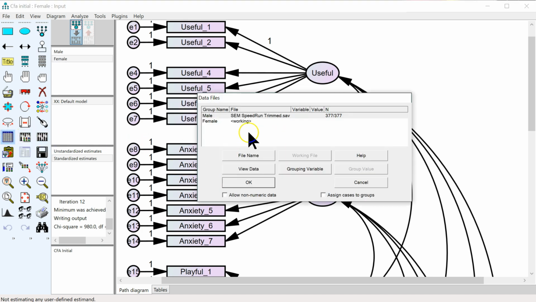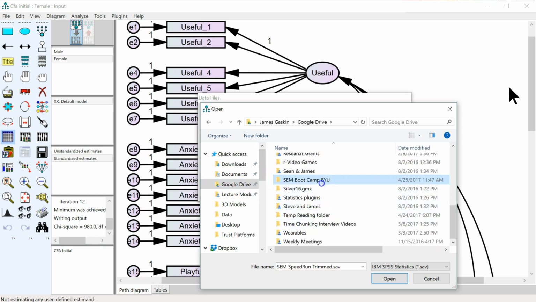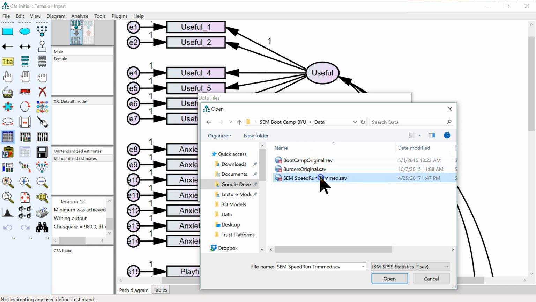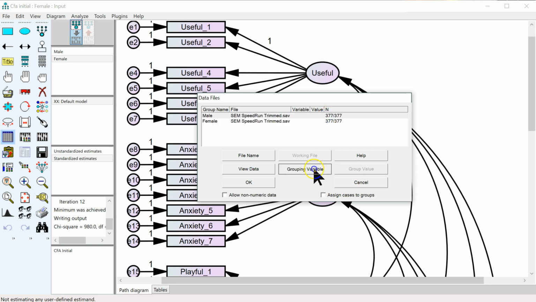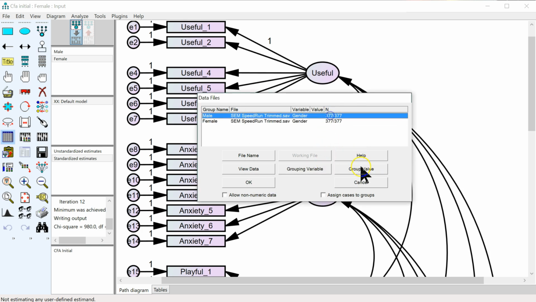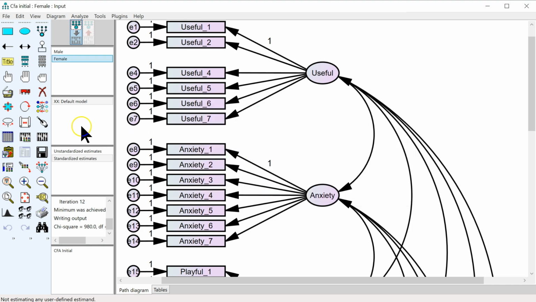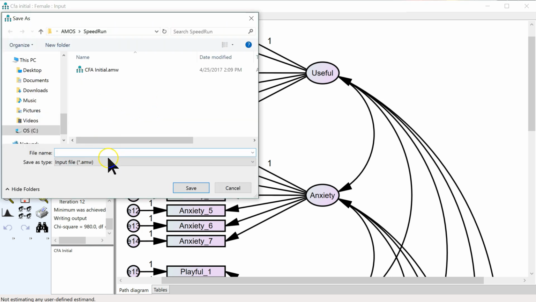So we now have 2 groups. Let's give them their data. SEM speed run. Oh, come on. It's not going to jump straight to it for me. Google Drive. And SEM bootcamp. And data. And speedrun. And let's see, grouping variable, gender, okay. And grouping value, I believe I had, yep, 286 males, and for females, I had only 91. Now that might be too small. We might have some issues there. Let's save as, file, save as, and let's call this CFA invariance.